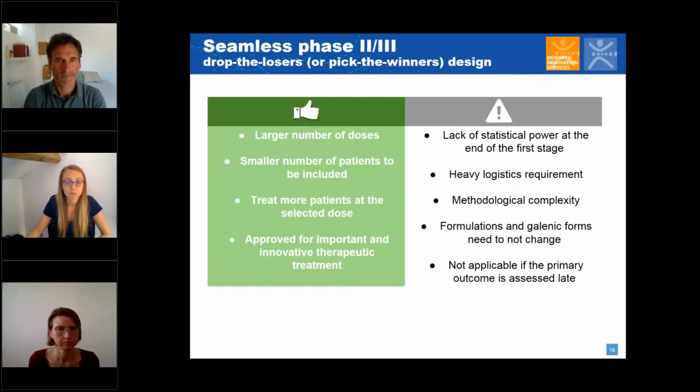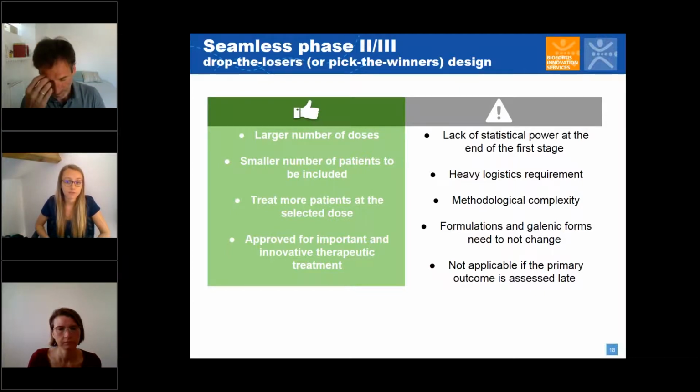So the seamless design is a popular adaptive design because it allows to take a larger number of doses for a smaller number of patients to be included and treats more patients at the selected dose because the inferior ones are stopped during the trial and it is not necessary to wait for the end of the trial to drop them. It is usually approved for important and innovative therapeutic treatment. On the other hand, it should be noted that at the end of the first stage, you may lack statistical power, and it increases the risk to conclude to an inefficiency because of this lack of power.